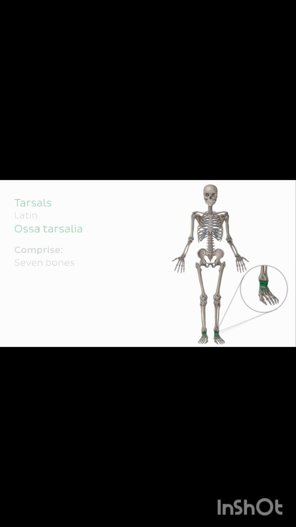The first tarsal bone we're going to look at is the talus, which forms a link between the foot and the leg via the ankle joint. It's also known as the ankle bone and plays an important role in the stability of the ankle.